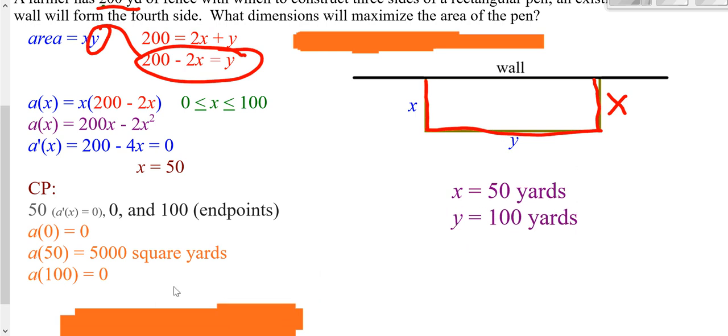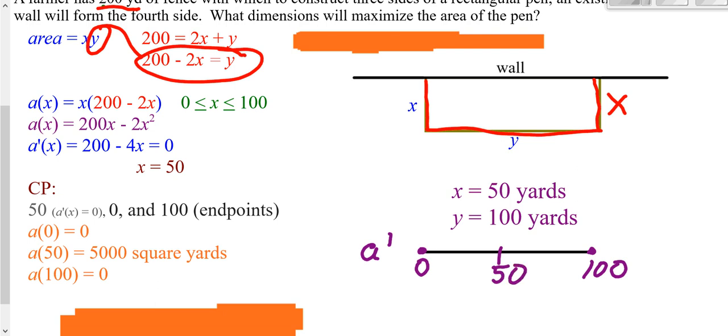Now, there's a second way we could have done this. We could have done a labeled number line segment. Normally, we say it's a labeled number line, but in the context of this problem, it would have to be a line segment because this is 0, this is 100. Your only critical point was 50.